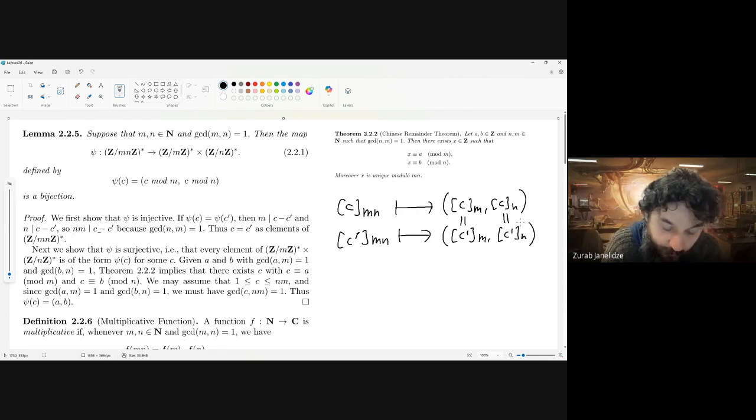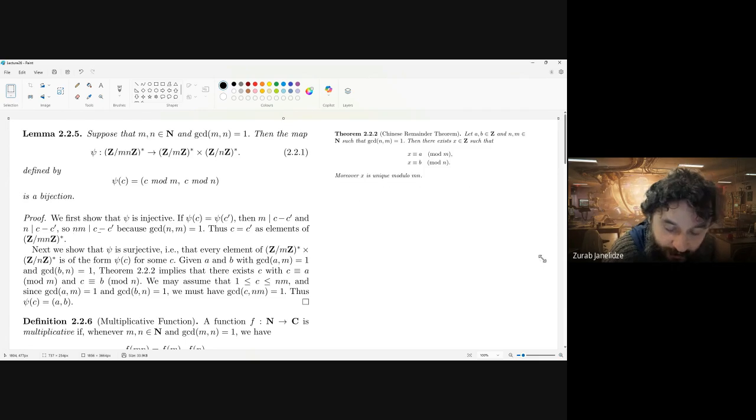And that we saw can be used to derive that n times m divides C minus C prime, which is another way of saying that these equivalence classes are also equal, which is exactly what we want to show that psi is injective. Great. So we're done with the proof of injectivity of psi. Now let's see how we can prove surjectivity of psi.